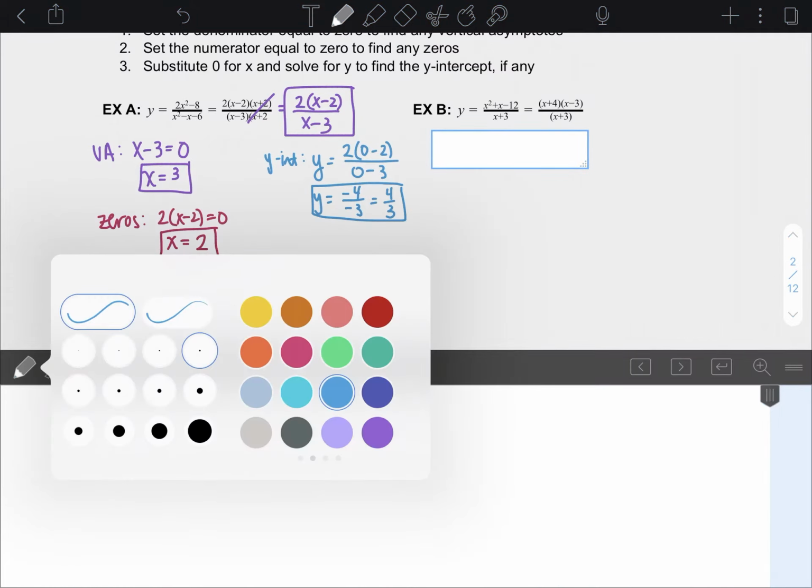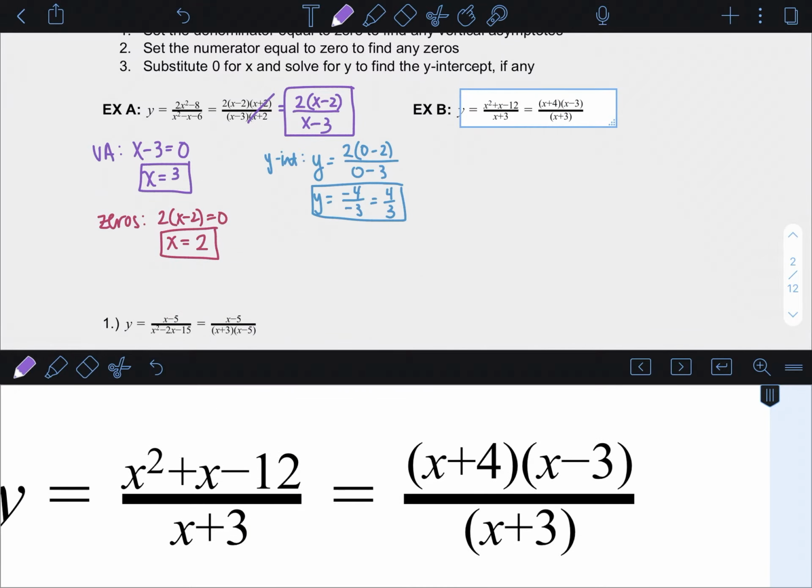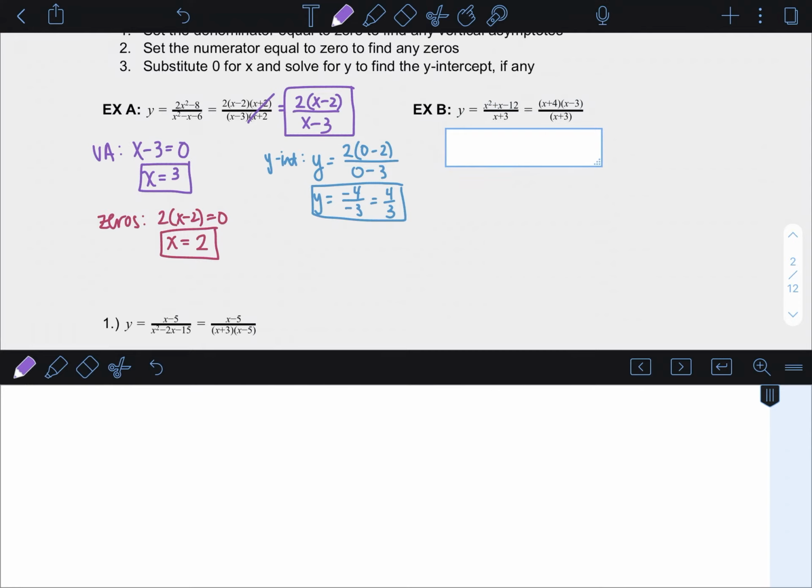Let's move on to example B. So again, example B is the same one that we did earlier. This is the one where we found no zeros, so we did not cancel anything out. That means this is our simplified term because there was nothing to simplify. So this is what we're going to use to find our next characteristics.